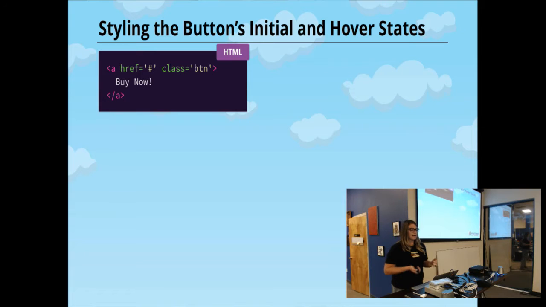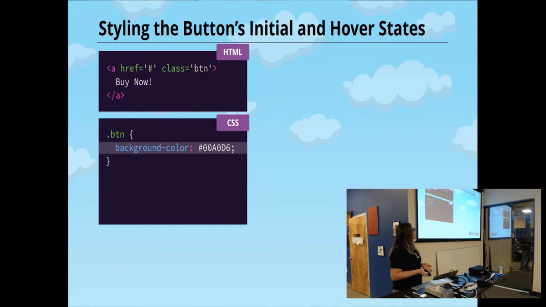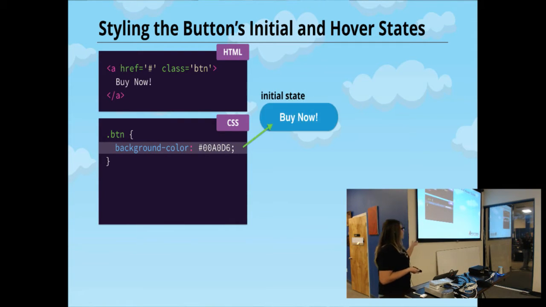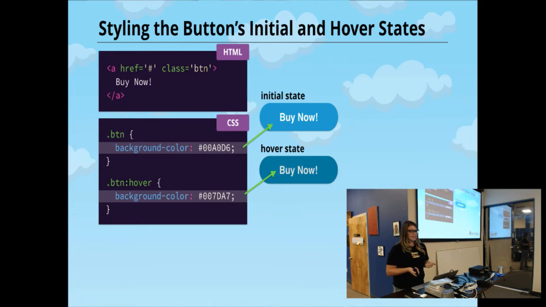Here is our anchor in our HTML with the Buy Now text. And then the CSS, which is grabbing that button class, we're going to give it a background color. And that hex is that blue color. That's the initial state of the button. When you refresh the site, it will be that blue color. We then say .button:hover, and we give it a background color that is a darker blue.